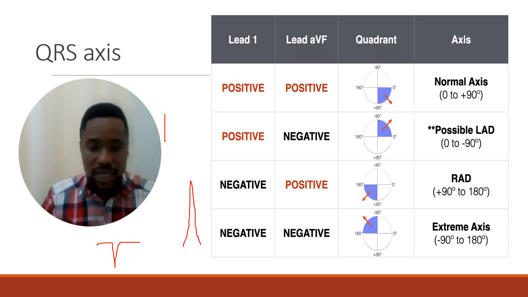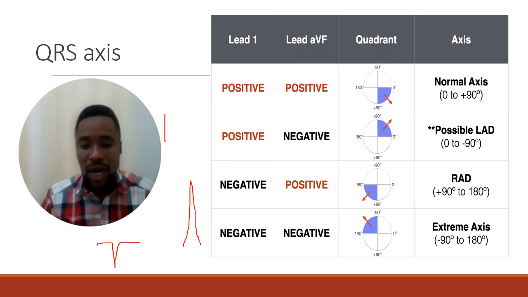Normally the QRS complex is meant to be positive in lead 1 and positive in AVF. Don't use AVF, sorry about this. AVF is an old method. The reason is that the normal here they use 0 to 90, but in the previous class I showed you minus 30 to 90. So they don't use AVF anymore. Now we use lead 2. Please change this to lead 2.